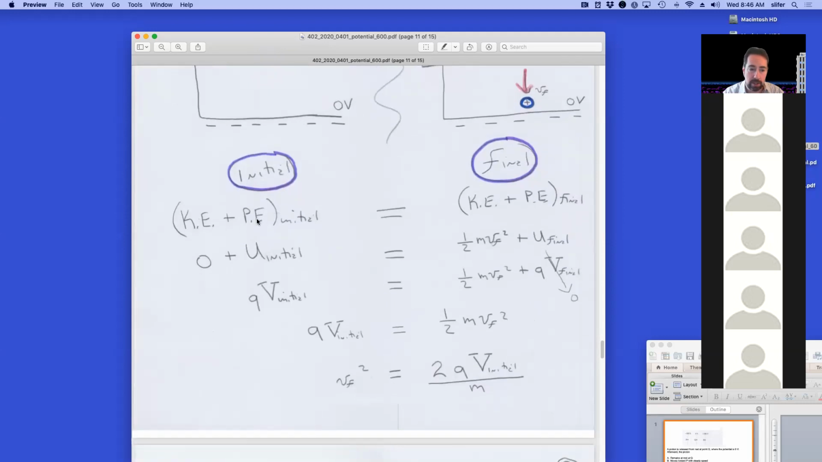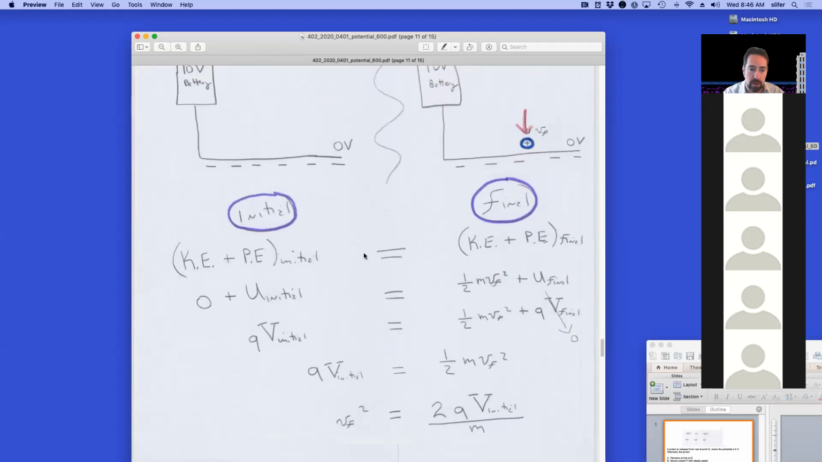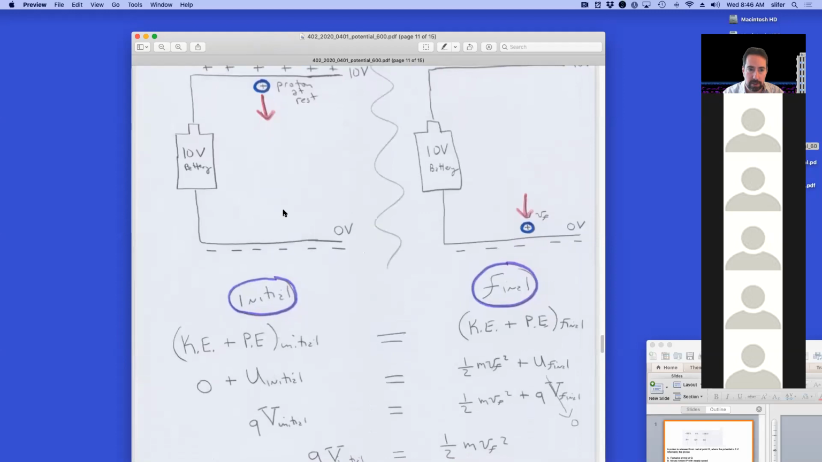My initial kinetic and potential energy is equal to my final kinetic and potential energy. My initial kinetic energy, by stipulation, was zero: it was at rest. I was holding it there and I let it go. The initial velocity was 0. I had some initial potential energy, because I know that's being converted into kinetic energy as it falls, quote unquote, through this potential difference. And in the end, it's going to have some final kinetic energy, and it could have some final potential energy.